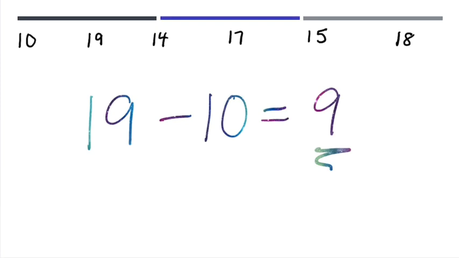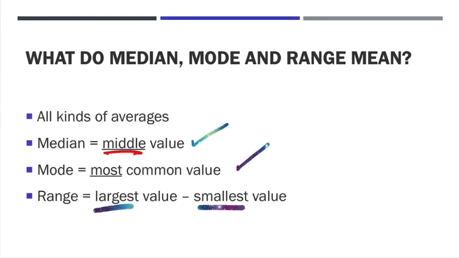I think the range might be the easiest one to calculate out of all the averages. So that's it. We know that median, mode and range are all kinds of average. Okay, the same as mean yesterday.